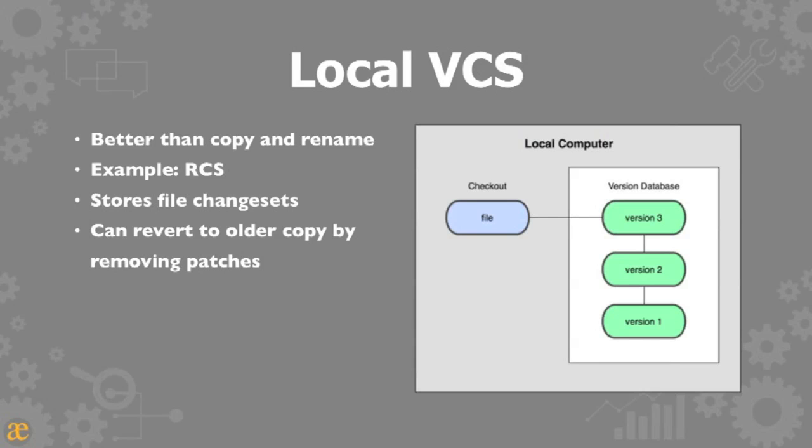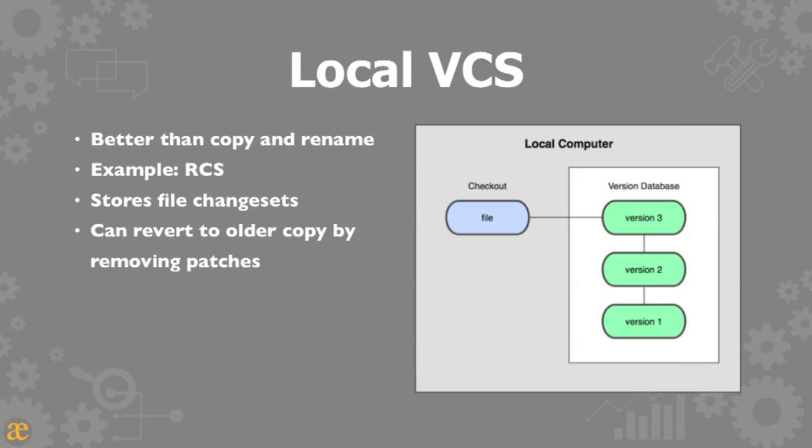So it works simply just by storing change sets. So you author your document, you write your code, and you check that into your version control system. Then you make more modifications to it and check that in. The version control system figures out the diff between what it already has and the changes that you've made, and it stores that diff as a patch. And those patches just keep stacking on top of each other.